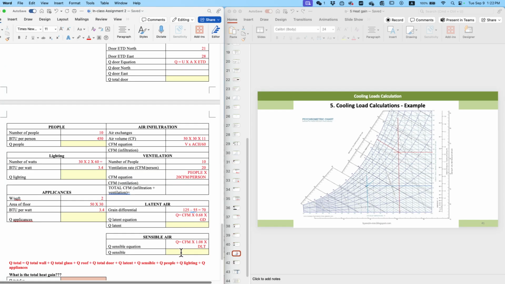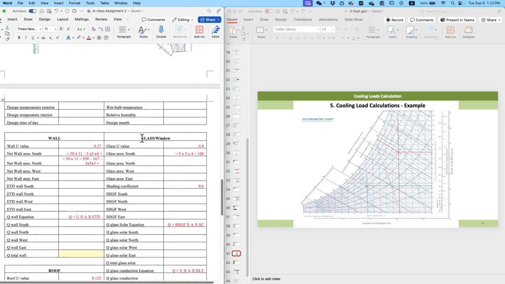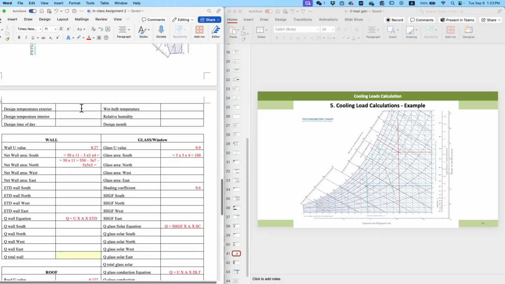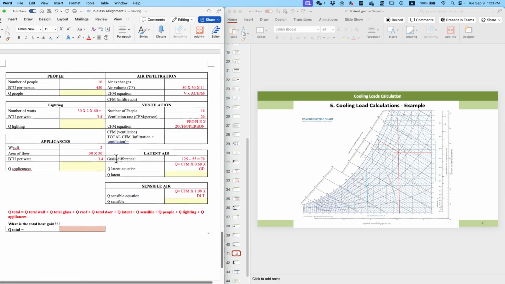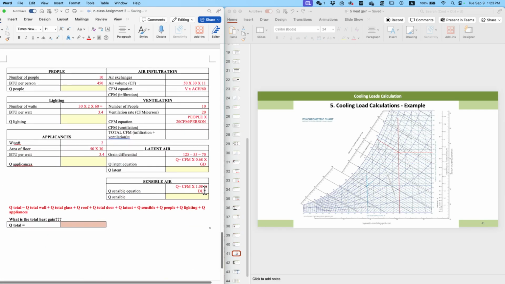And sensible heat gain is easy. CFM is the total CFM, you already finished infiltration plus ventilation. And delta T is the dry bulb temperature difference. Outside dry bulb temperature is 95, inside is 70. So the dry bulb temperature difference, delta T, is 25. So you can calculate sensible heat gain.